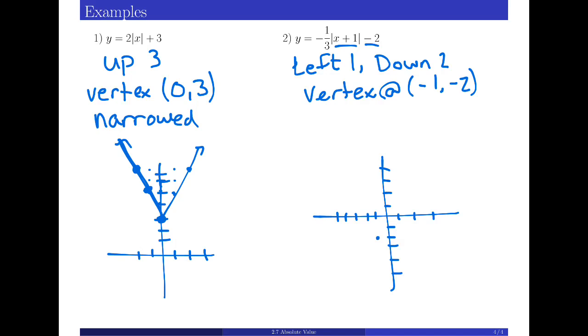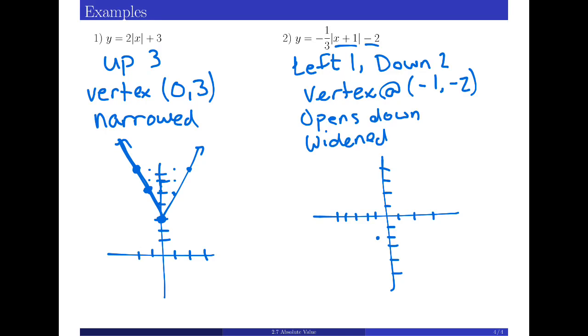And then what does that -1/3 do to our graph? So first of all, it's negative. So our V is going to open down. And then it's got a slope of just 1/3, which is a shallower slope. So it opens wider than our normal absolute value of x. So this graph is widened.